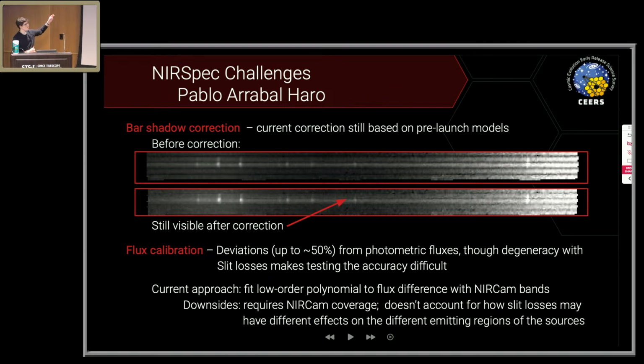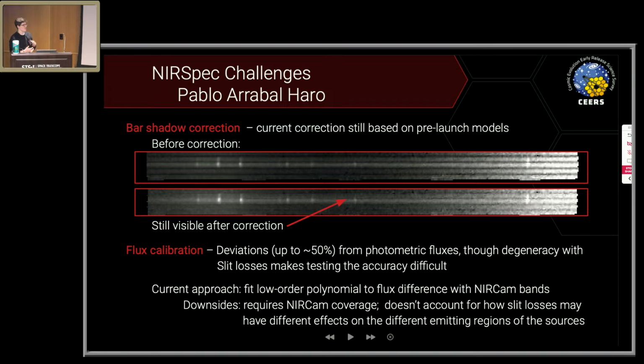So the top one is before, and the bottom one is after, and this is an example of an extended source that we have in one of our slits. The flux calibration is still a problem on NIRSpec that we're encountering. Pablo has found deviations of up to 50% when you compare the spectra with photometry.